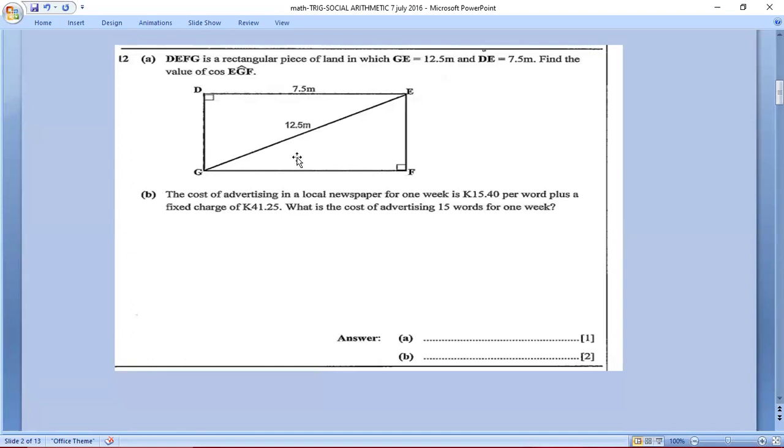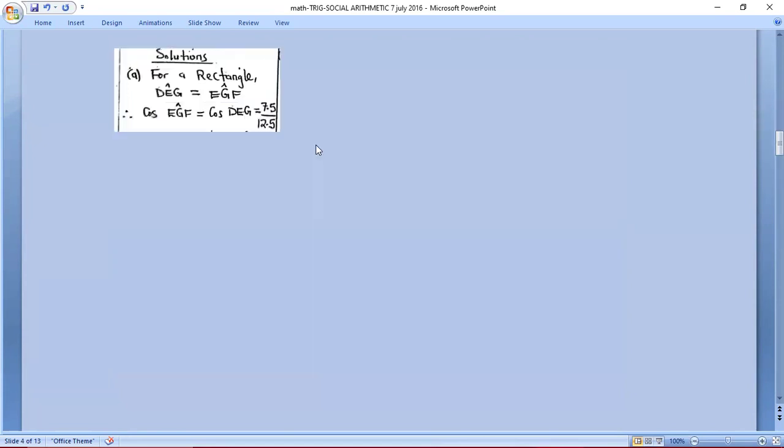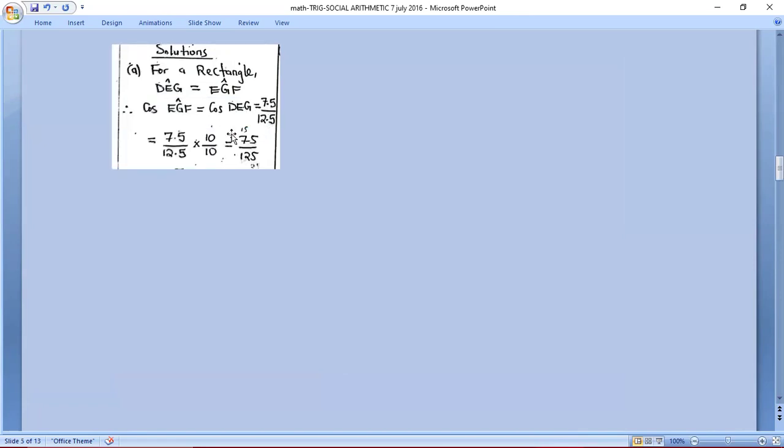So we can simply say the cosine of this angle is adjacent, which is 7.5, over the hypotenuse. So this is what we do. Cosine of EGF is equal to cosine of DEG, which is 7.5 over 12.5. And just to convert these from decimal numbers, we can multiply by 10 over 10. 10 over 10 is the same as 1.